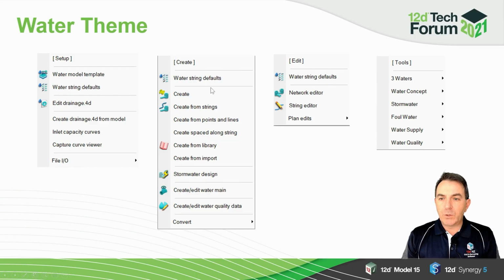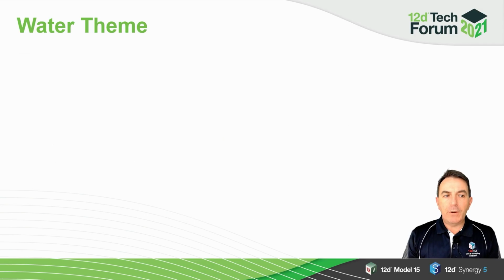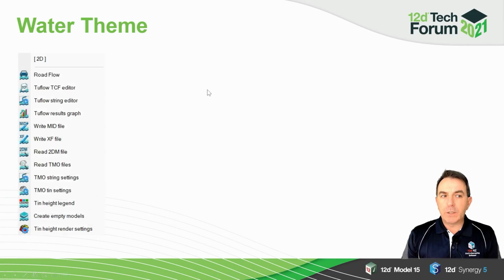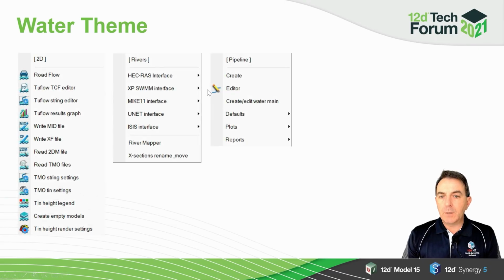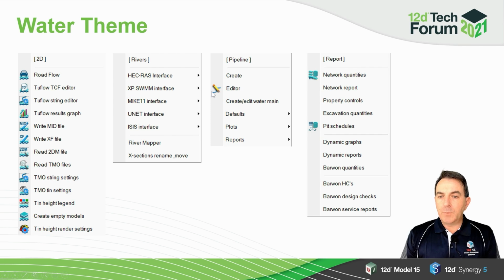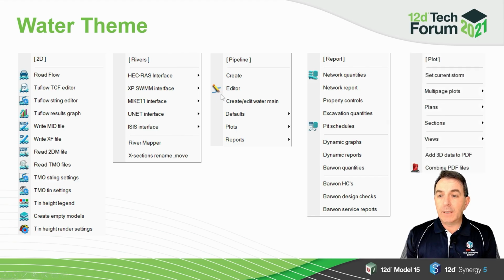And then we have other tools which are really discipline specific. We've got the stormwater, foul water, water supply and your water quality accessed from this main top menu. And carrying on, then you get into your specialty items like your 2D, your rivers, your pipelines. Now the reporting has been stripped down to water specific items like your network quantities and your graphs and your pitch schedules. And finally, the plot section has been rationalized, I guess, to make it a little easier for people to find. And you'll see right up the top there where you can set your current storm for your water model.